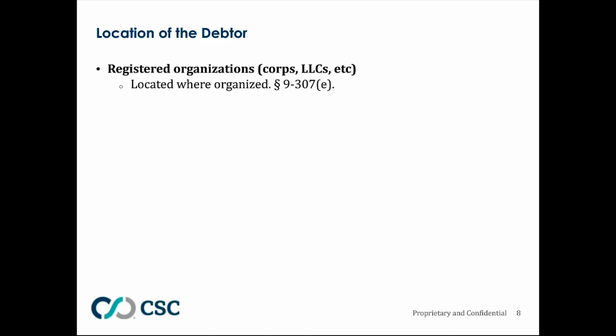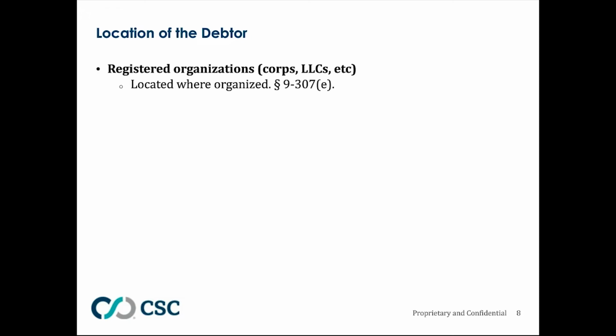For example, you can have a corporation that was formed in Delaware. Its headquarters may be in California, all of its employees may be in California, and all of its assets may be in California. Nevertheless, the correct place to file would be Delaware because that's where it was formed or organized.